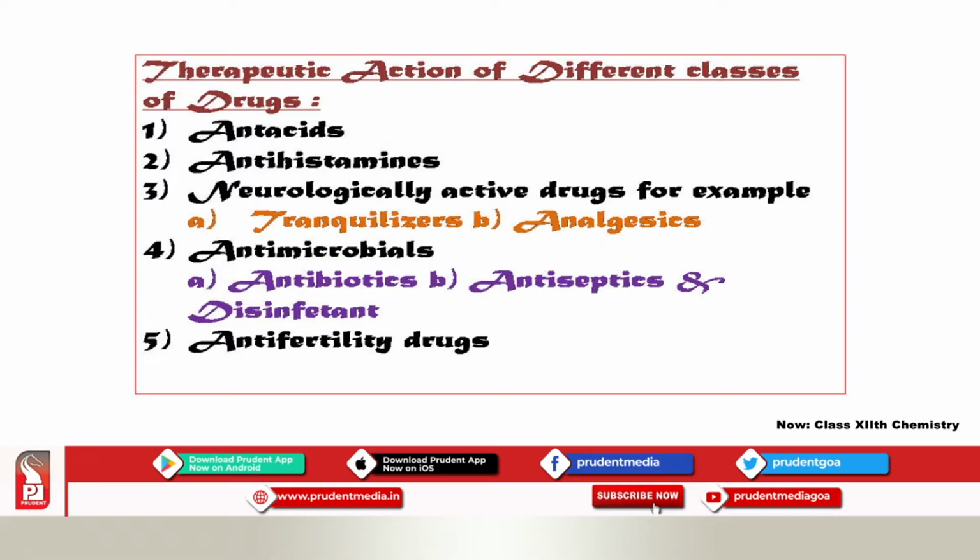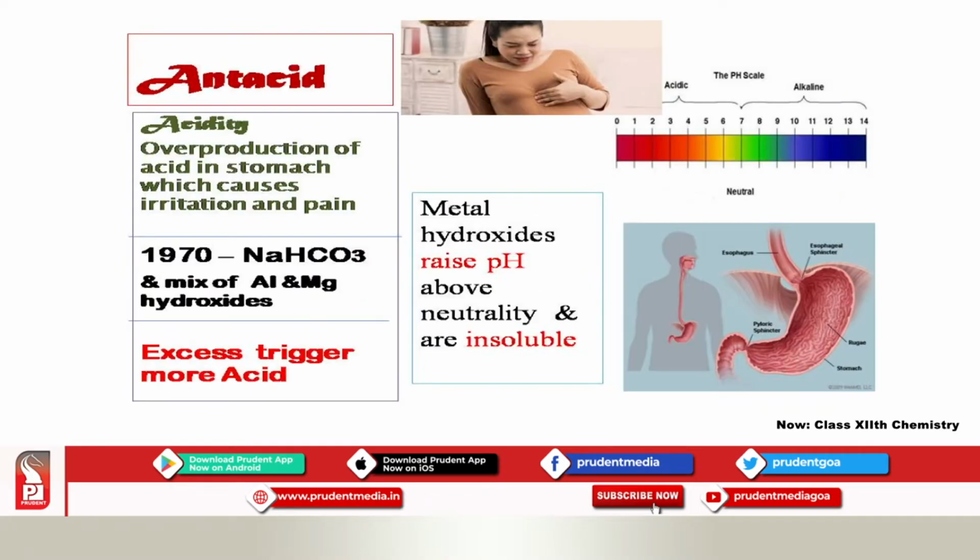One, antacids, antihistamines, neurologically active drugs. They are classified into tranquilizers and analgesics. Next, antimicrobials, which are also divided into antibiotics, antiseptics and disinfectants. And last, anti-fertility drugs. When we talk about antacids, these are used against acidity.